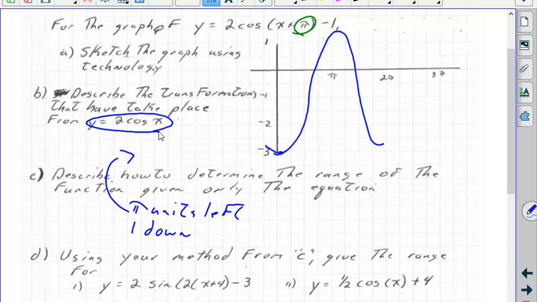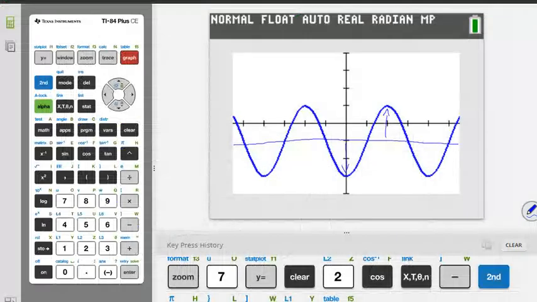If I had not given you the graph, how could you find the range of that function? Well, that's what I was talking about here. The A value is 2, and the D value is -1. The maximum point is your D value plus your amplitude, and your minimum point is your D value minus your amplitude. Now we can see that the range is from -3 to 1.